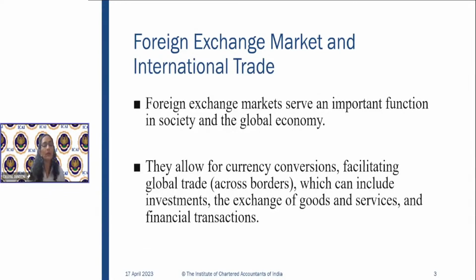So you may go for investments. Countries may go for investments. Countries may go for trade, exports and imports. They may go for exchange of goods and services and financial transactions. These all happen in foreign exchange market. Okay.